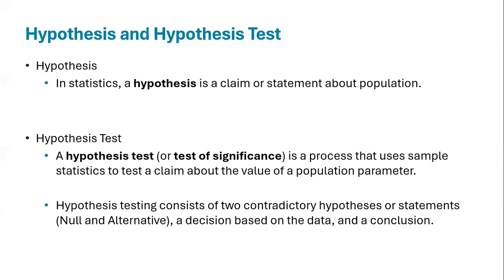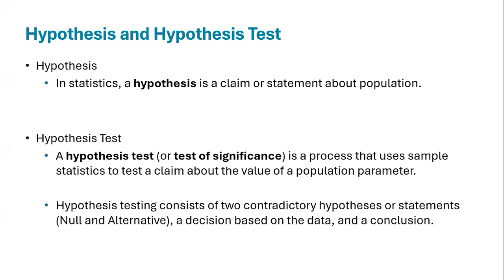So what is a hypothesis? A hypothesis in statistics is a claim or a statement about the population. When we have a claim about the population, we have a hypothesis, and we do the hypothesis test or the test of significance to test the claim and to make sure that we can support the claim or we need to reject the claim.